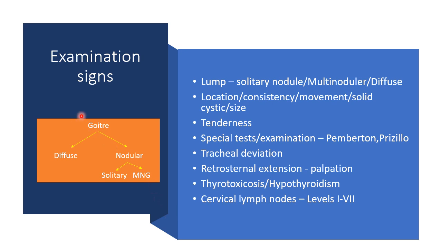Then you look for the signs on examination, especially the most important sign, which is a lump in the neck, and the most common of these is from the thyroid, which moves on swallowing. The lump must be carefully examined by palpation to see whether it's a solitary or multinodular goiter, whether it is a diffuse swelling or nodular swelling.